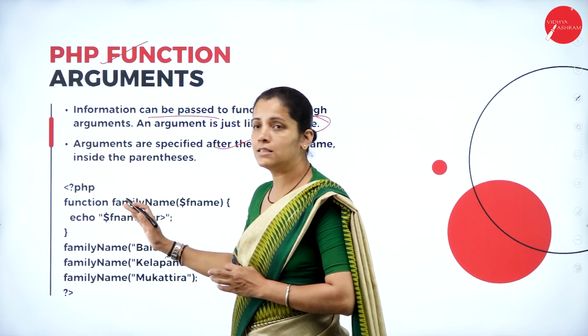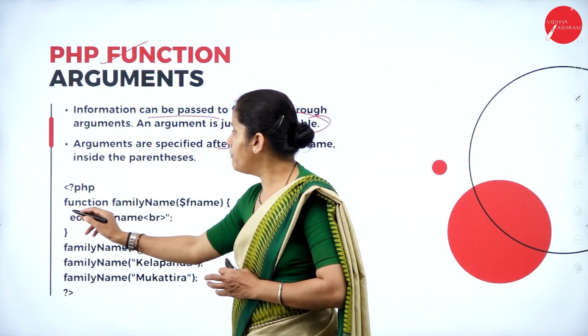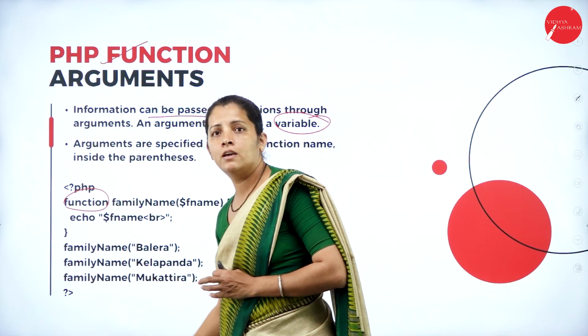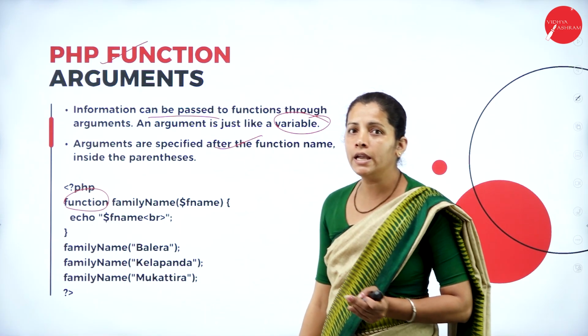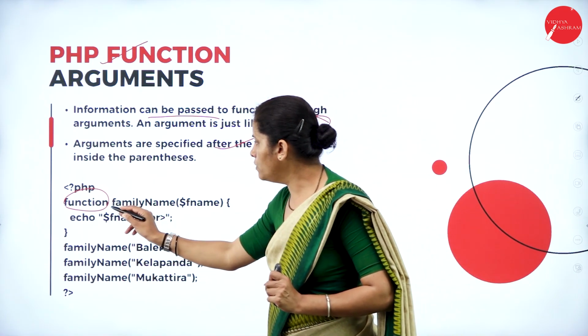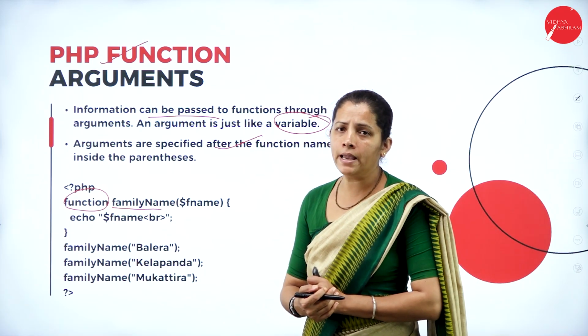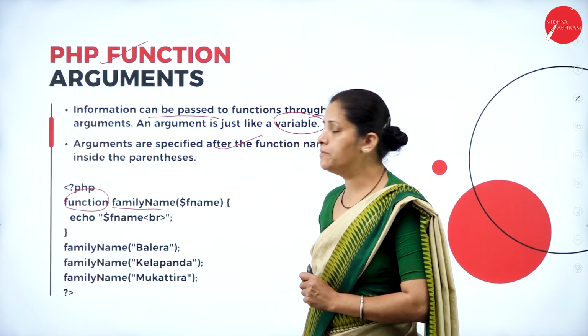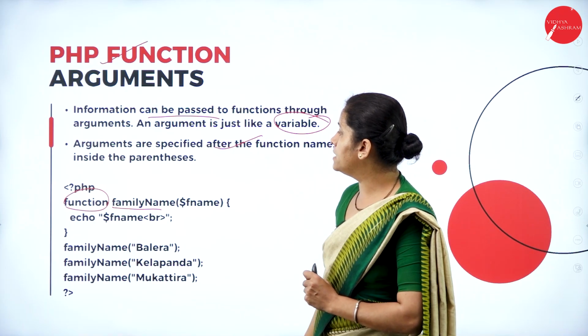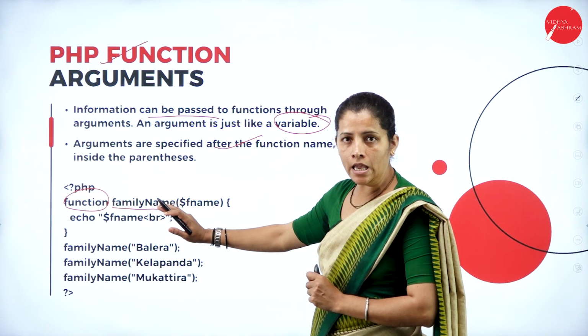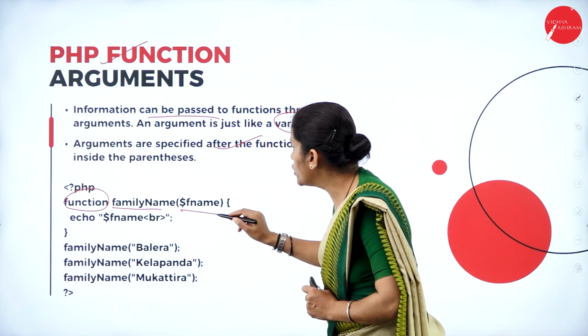So dear student, this is my PHP code. Function is nothing but the keyword used to create a function. Then what is my function name? Here the function name is family name, and it takes the argument.